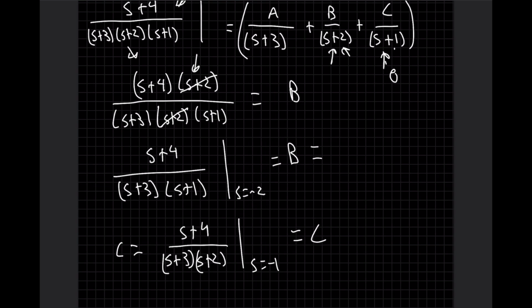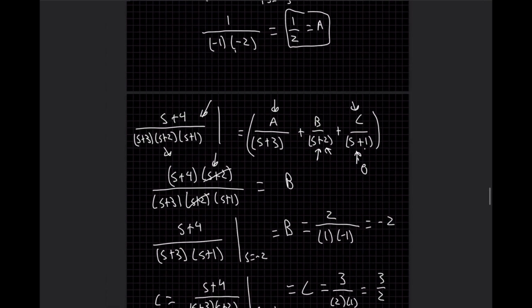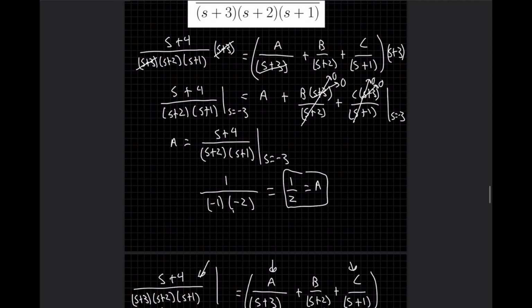So B is going to be: -2 plus 4 is 2, -2 plus 3 is 1, -2 plus 1 is -1. So we get B equals -2. And then plugging in -1 here, we get 3 over: -1 plus 3 is 2, -1 plus 2 is 1. We get 3/2 for C. So in total, we can write our partial fraction expansion as A, which was 1/2.